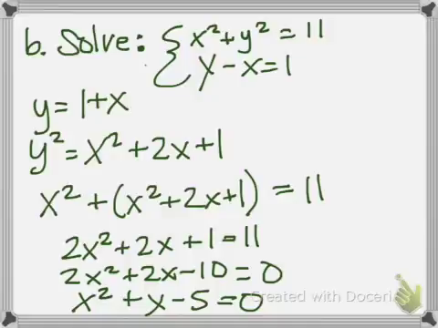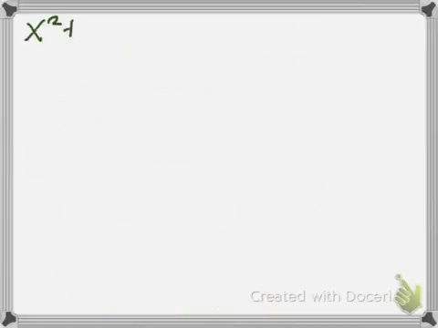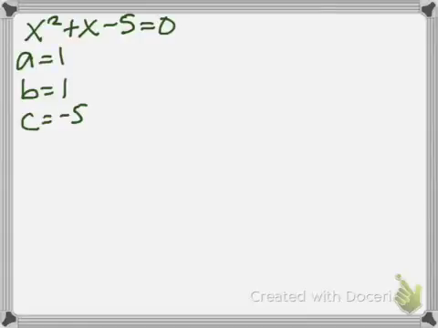Now if you tried to factor that, you just figure out what multiplies to give you 5 and adds to give you 1. You're going to come up empty-handed. And so we have to use the quadratic formula. So we can figure out a is equal to 1, b is equal to 1, c is equal to -5.